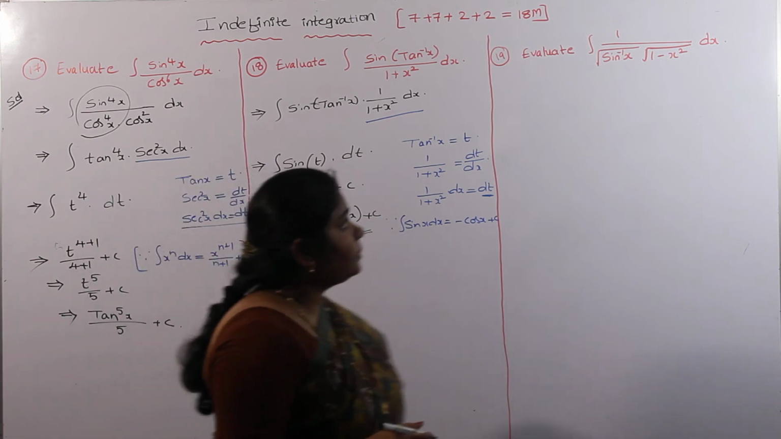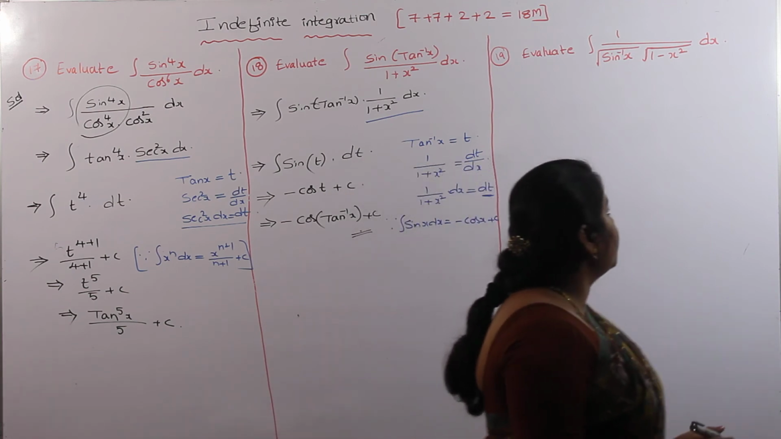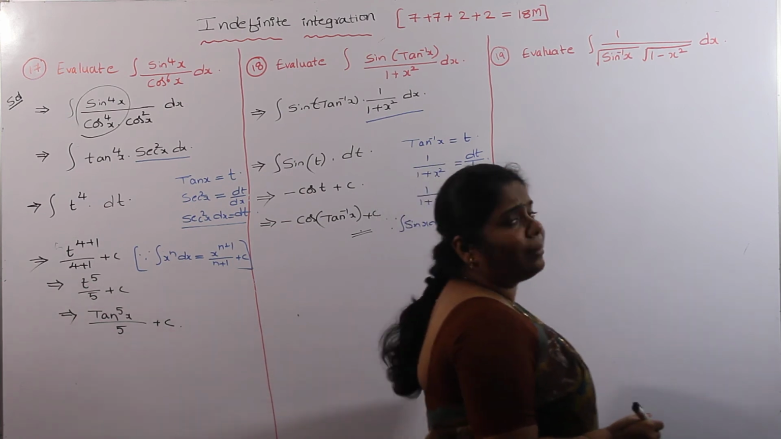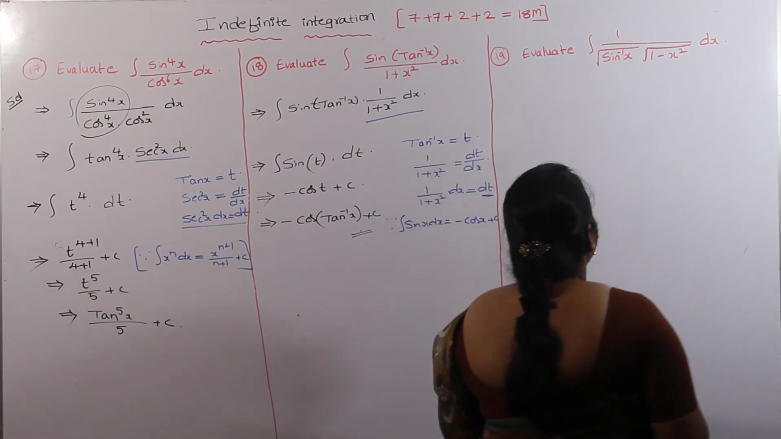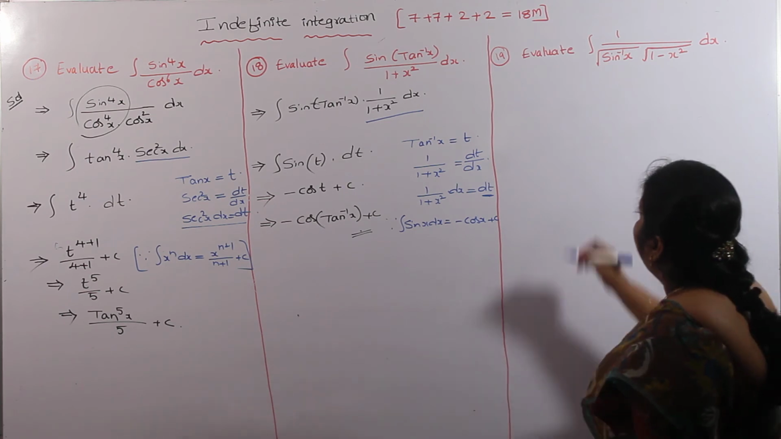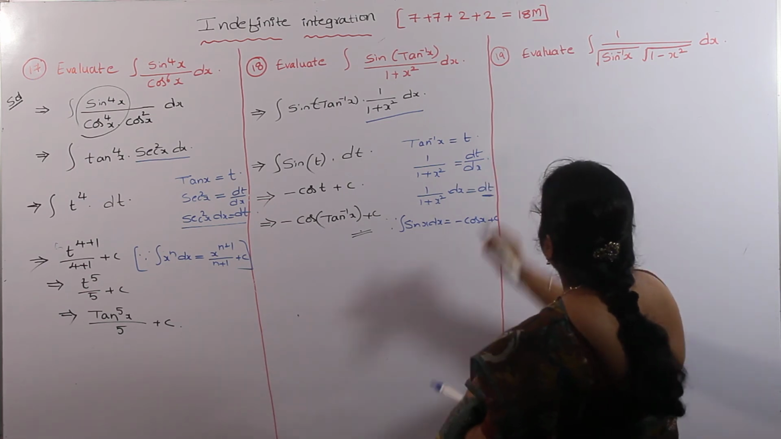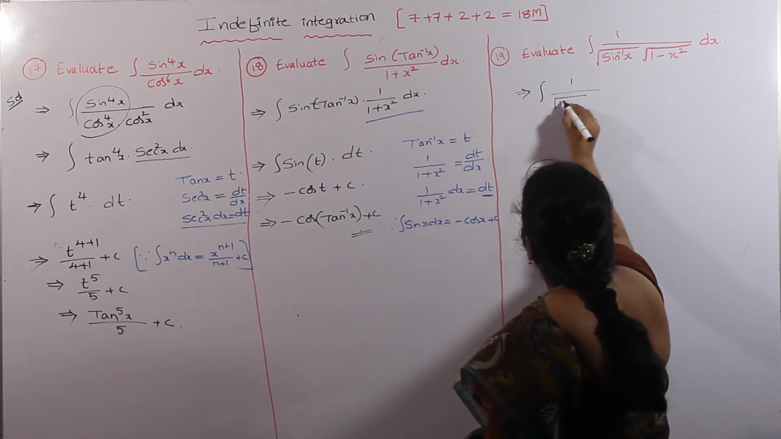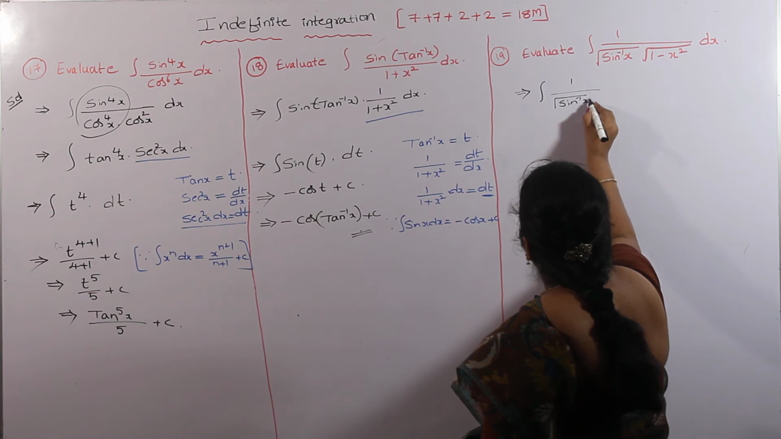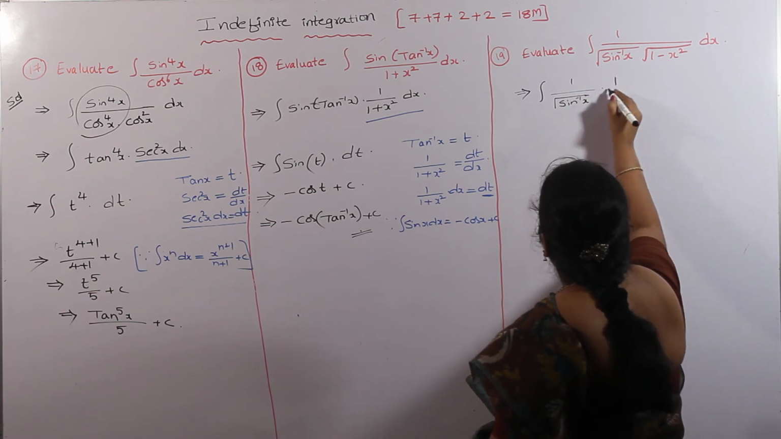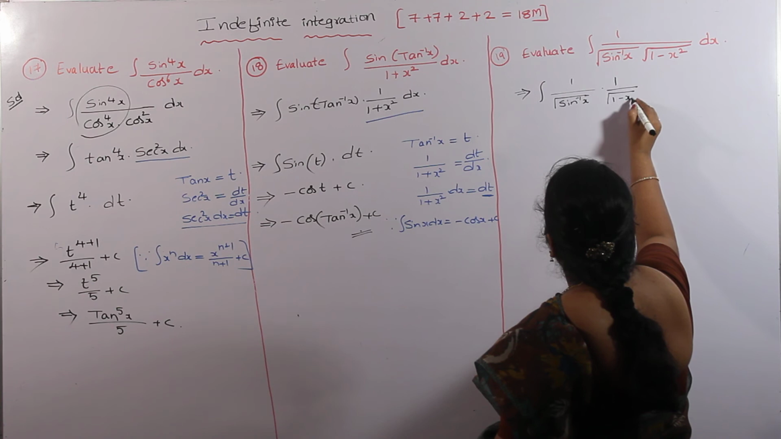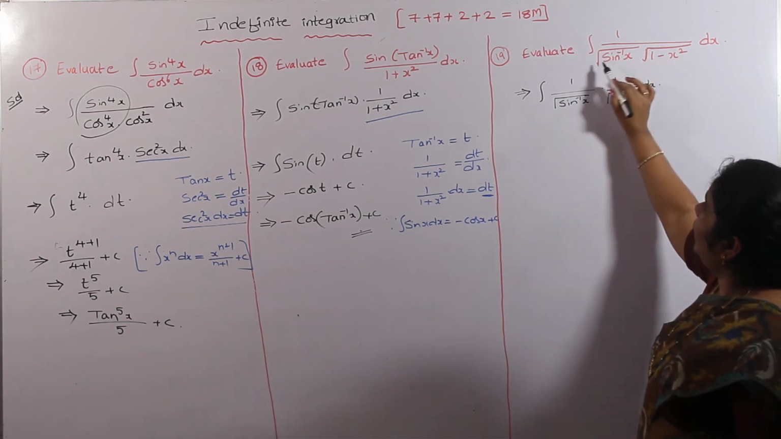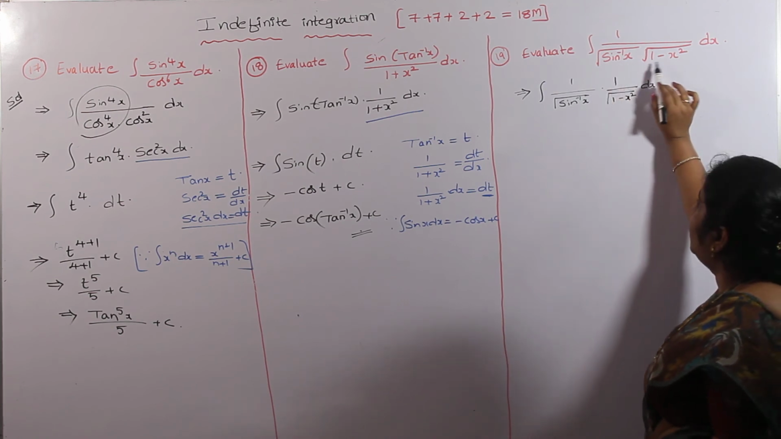Next problem. This is also one of the substitution model. Integral of 1 by root over sin inverse x into root over 1 minus x squared dx. This can be written as the integral of 1 by root over sin inverse x into 1 by root over 1 minus x squared dx.